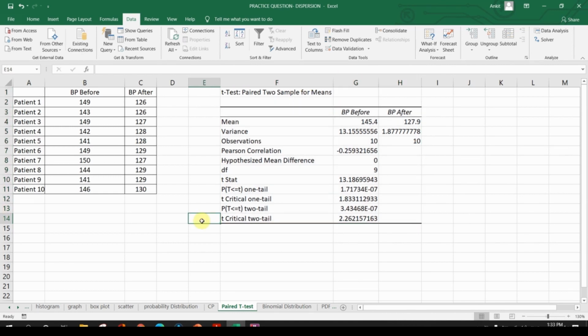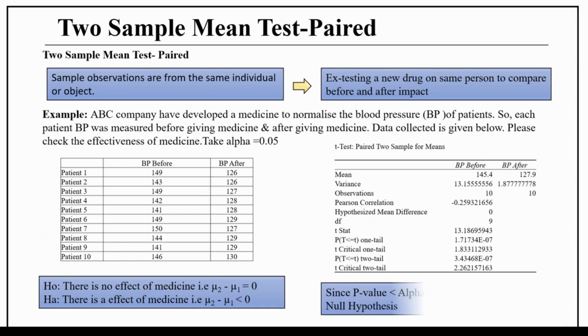Let's analyze this result in slides. Now this is the output which we have got in the Excel sheet. Since it is a one tail test, we will see only the p value of one tail, and here the p value is 1.71 e raised to the power minus 7. It is a very low value as compared to the alpha value, which is 0.05. So we can say that since the p value is less than the alpha value, we reject the null hypothesis. Therefore there is an effect of medicine on the patient.